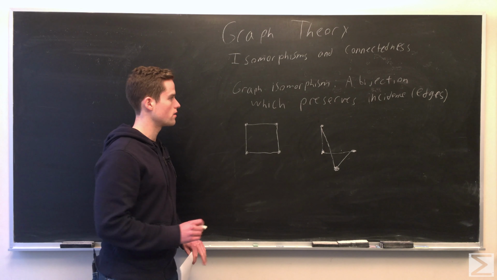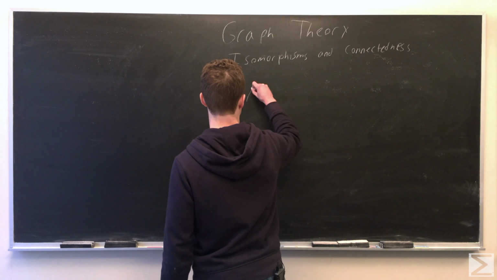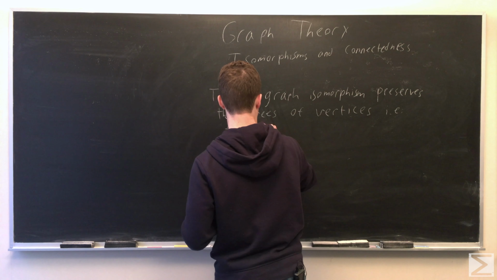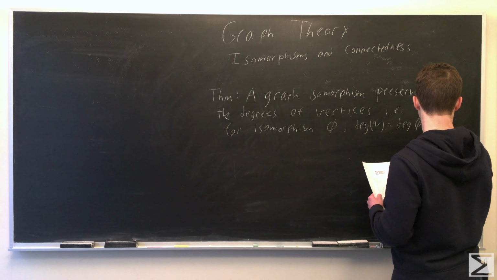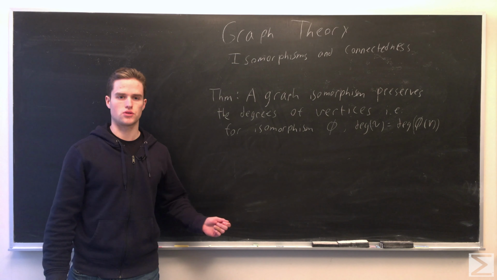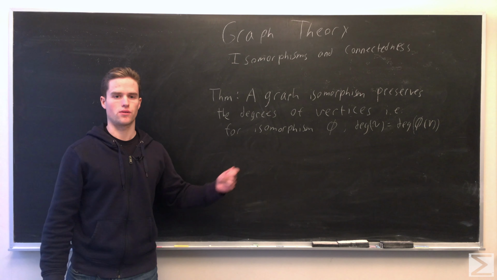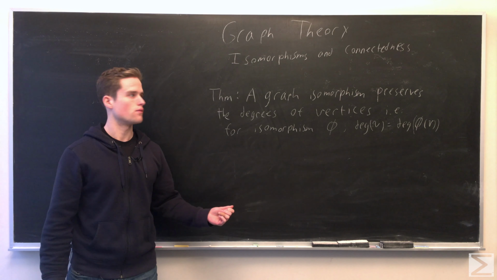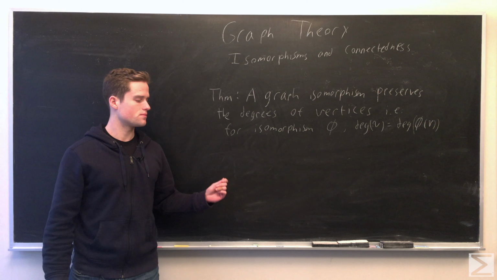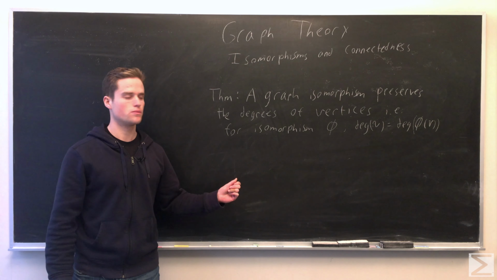One thing to note about isomorphisms: if we have two graphs, the degrees of vertices are preserved by an isomorphism. So the degree of v is the same as the degree of whichever vertex the isomorphism sends v to. And this isn't too hard to see. It follows from this: you take any vertex v, and it has some number of vertices it has edges to.